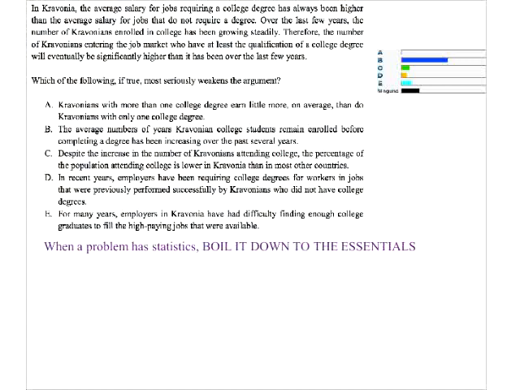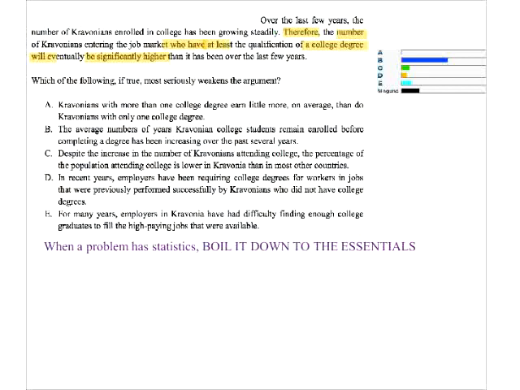So what's going on here is the conclusion of this argument is the number of Cravonians who have at least a college degree will grow. This is an argument, which means the first statement is really just a background statement. The average salary part is just background, so that's basically not even relevant to the argument, because that has nothing to do with the number of people who have degrees.